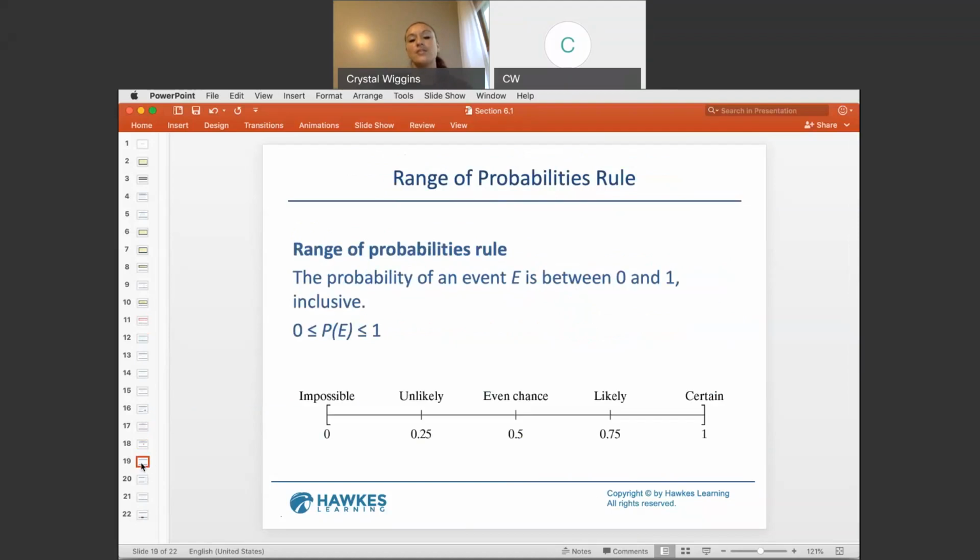Okay, we really should understand the range of the probabilities. So probabilities only exist between 0 and 1. There are no negatives, and there are none bigger than 1. So 0 means that it's absolutely impossible, it's not going to happen. And 1 means it's absolutely certain. There's a 100% chance it's going to happen.